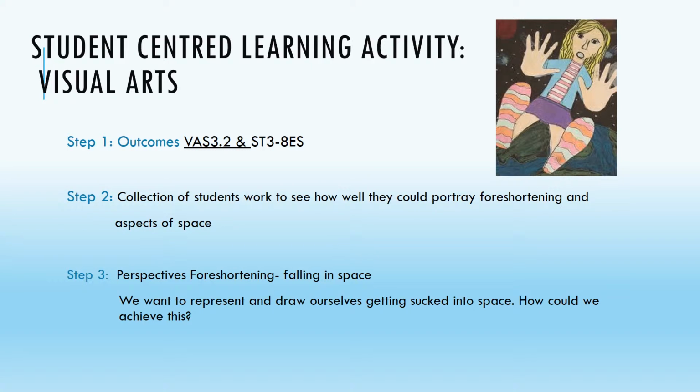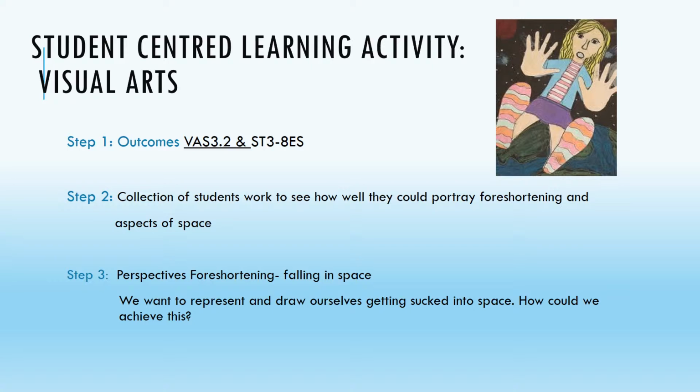The third example is for visual arts and aims for children to meet the syllabus outcome VAS 3.2. Under this outcome, students need to investigate subject matter in an attempt to represent likeness of things in the world. The achieved outcome for this lesson also aims for students to project their abilities of different types of subject matter within the world. In this specific activity, students will be employing their prior knowledge of space unit completed in science, meeting science outcome ST3 8ES.